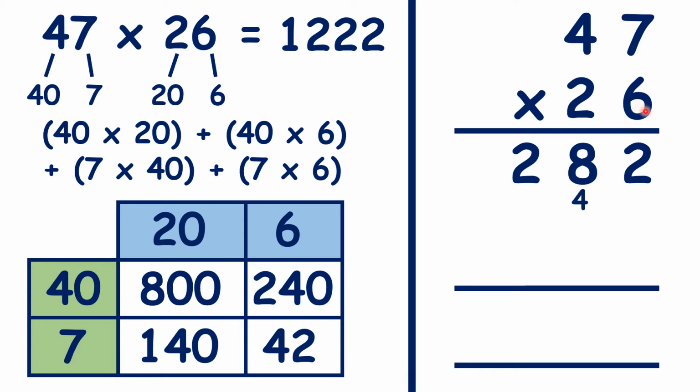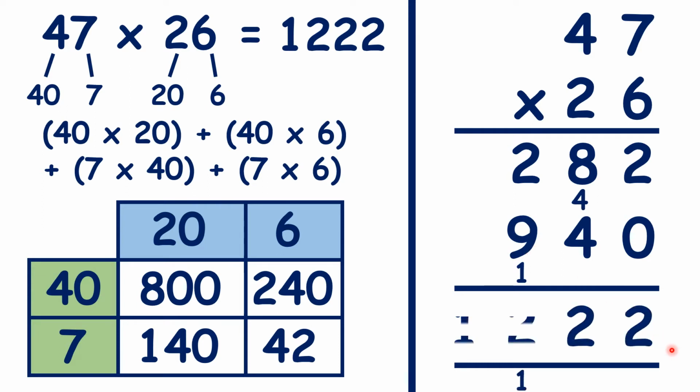Now we've finished multiplying by 6, so let's multiply by this 2 digit now. The 2 digit really stands for 20, but rather than multiplying by 20, we'll get the same answer if we just write a 0 in our units answer line and then multiply by 2. So 7 times 2 is 14, so 1, 4. 4 times 2 is 8, plus 1 is 9. And now we just add up our answers.